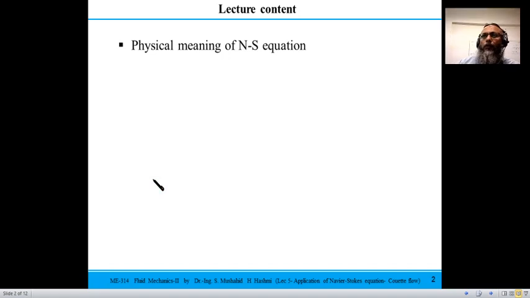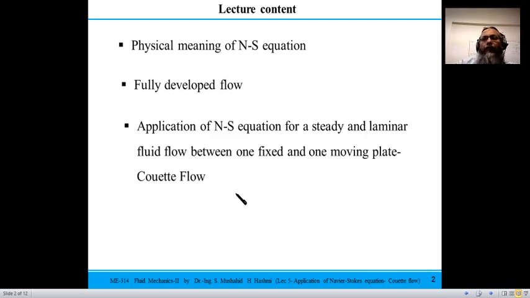Let's first see this content. We will once again see the physical meaning of the Navier's equation, which is very important, and in all the courses, it is very important to understand the meaning of that equation. And then we will talk about the assumption which we usually encounter in most of the fluid flow problems, which is fully developed flow, and the same assumption is used in heat transfer problems as well.